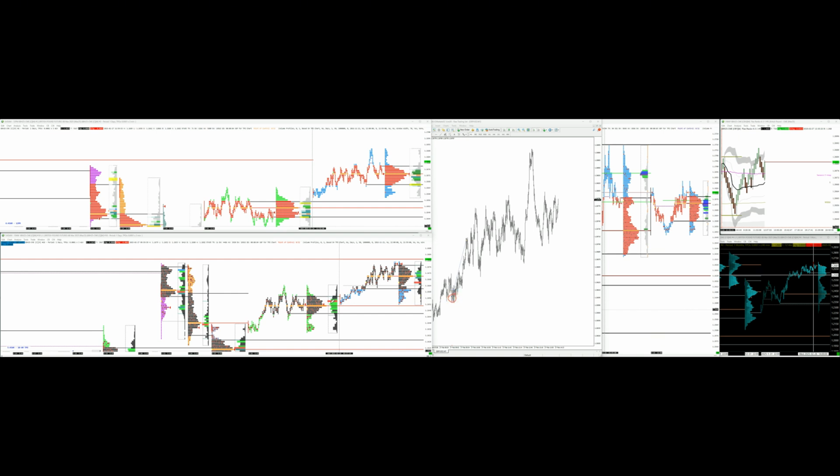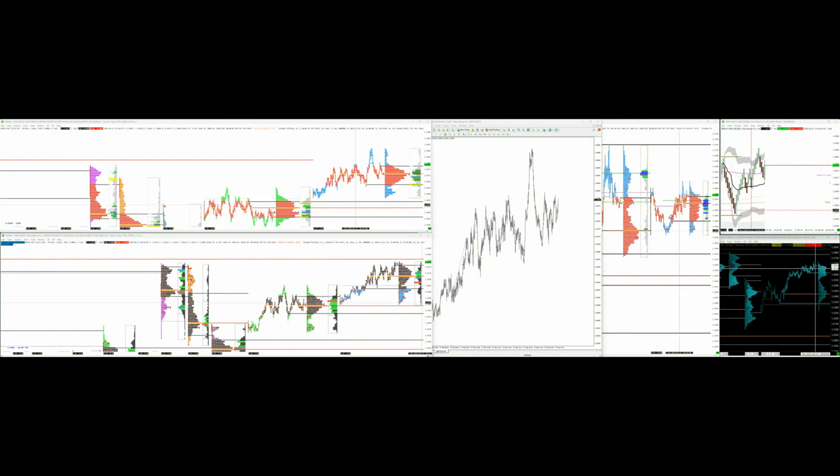Okay, so to reiterate, this was building value here, which is here, and you can see my entry being here, and my target was the single print on the daily profile. So this dotted line here is the single print.